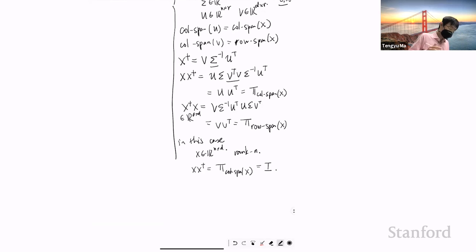And X pseudo inverse X is the projection to the row span of X. So how many rows are there? There are n rows of X, and they don't span everything because the dimension d is bigger. So you cannot span everything, and that's why this is not identity. This is really just the projection to the row span of X. You cannot simplify more.